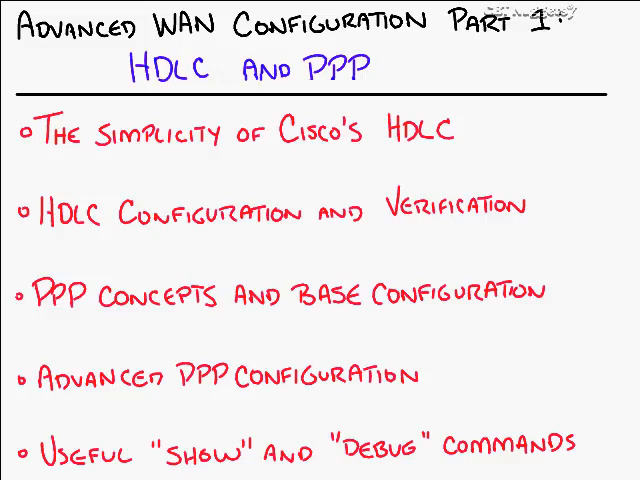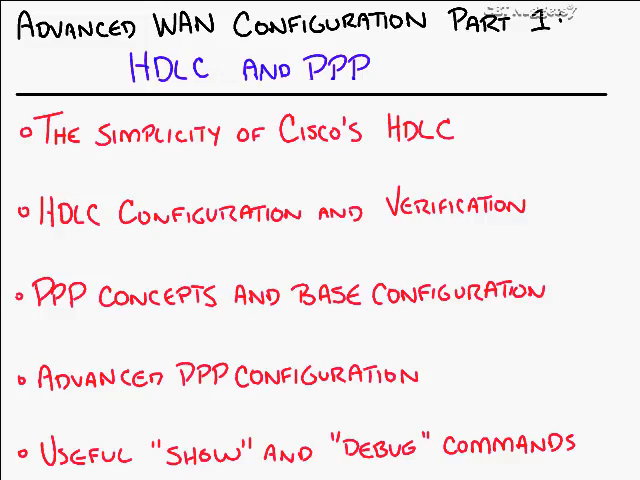Advanced Wide Area Network Configuration Part 1, HDLC and PPP. In this nugget, we're going to take a look at the two foundation wide area network protocols that exist out there in the industry, and that is HDLC and PPP. HDLC is designed to be the simplest layer 2 protocol that can tie our wide area networks together. I'm going to show you some options that we can turn on there, and also some debugging that we can do to make sure it's working okay.